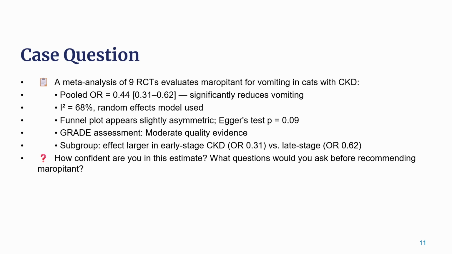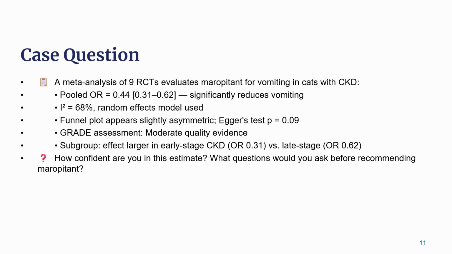GRADE: moderate. This means there's at least one serious concern that kept it from being high. Maybe some studies had unclear blinding or the CKD populations varied in stage and management. The subgroup finding is interesting. Early stage CKD shows a larger effect, but remember, subgroup analyses are hypothesis generating. This should prompt a dedicated prospective study in early stage CKD rather than immediately changing practice protocols.